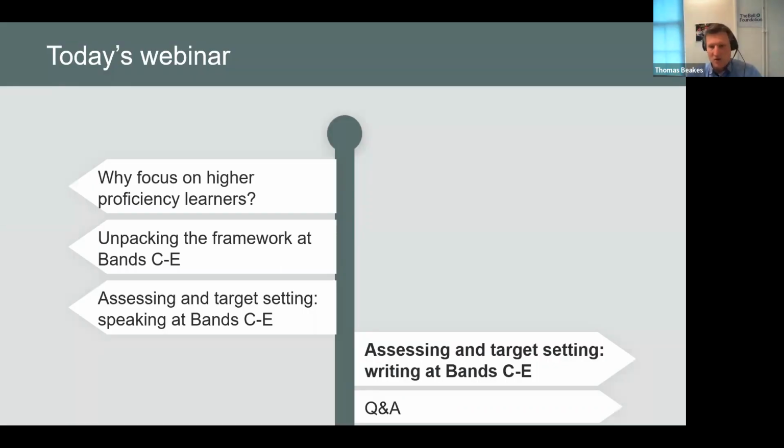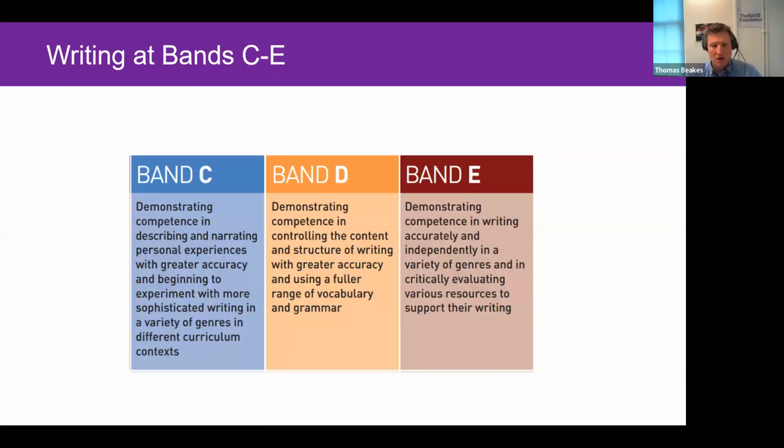We can do the same thing then with our writing bands, okay? Again, here's our summary. And I think the thing to recognize here with writing in particular is that at the top end, band E and band D, these are descriptors that even students who are proficient in English and have their first language as English will find challenging to reach in some cases, okay?